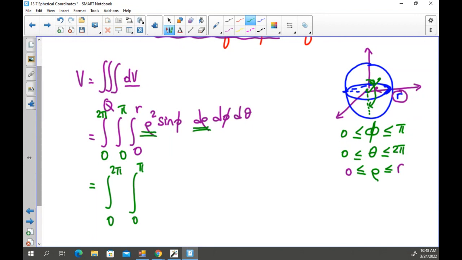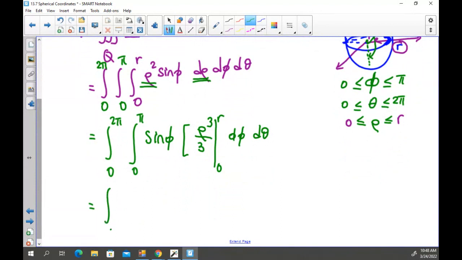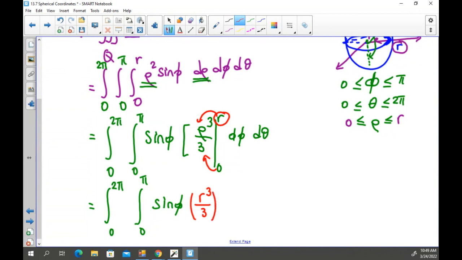Now let's integrate with respect to rho. So sine phi is a constant. It's going to be rho to the power 3 over 3, from 0 to r, and then d phi d theta. Great. Now let's integrate 0 to 2 pi, 0 to pi, sine phi, and then substitute. If you substitute, you will get r to the power of 3 over 3, and d phi d theta.